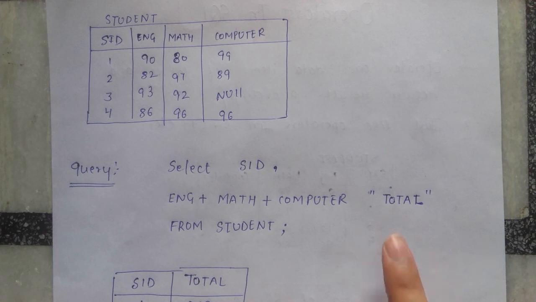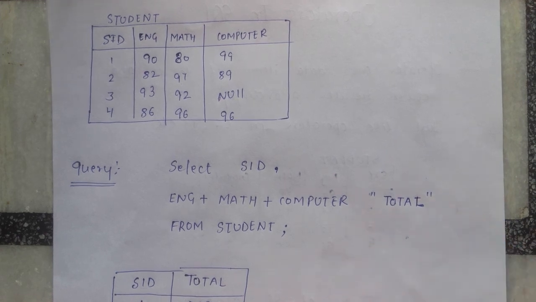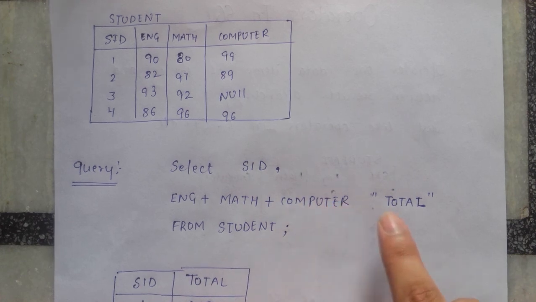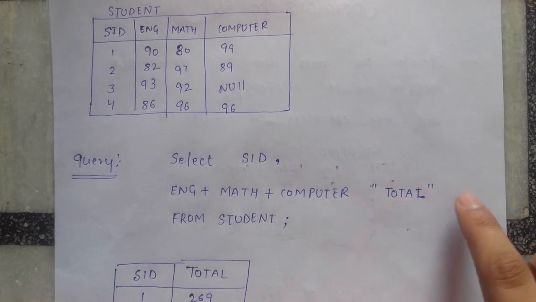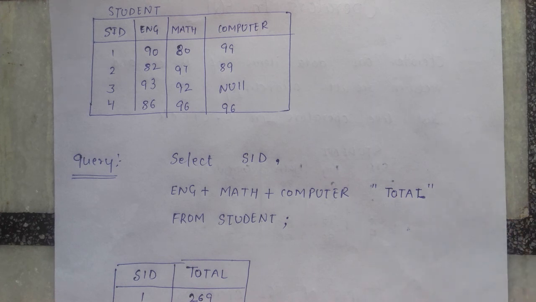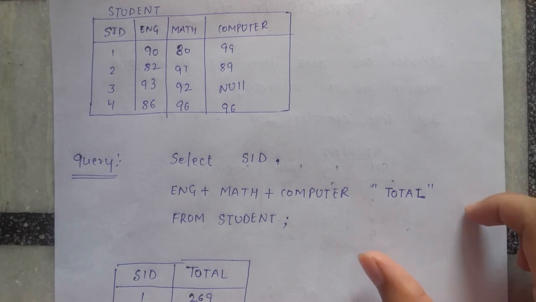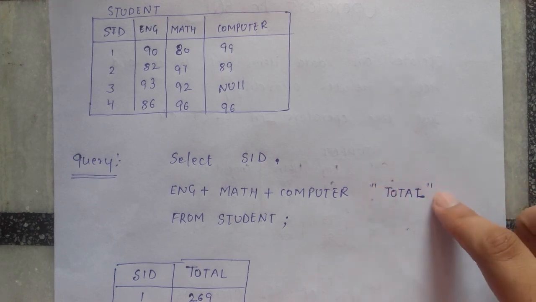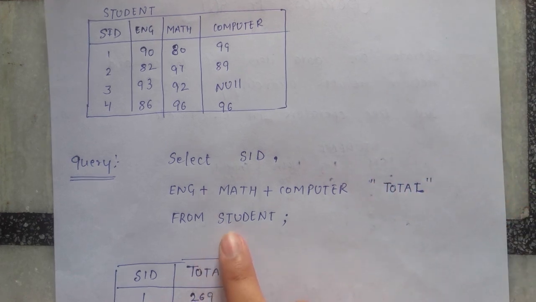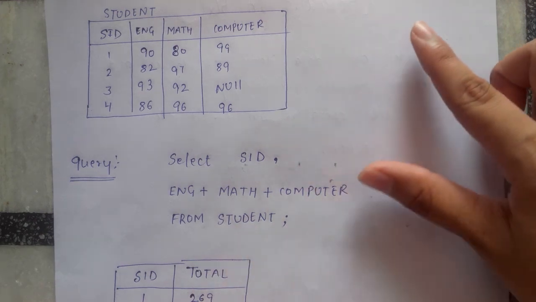This is used if we want to rename the resulting column. The column that will consist of the total of all the marks, we can name like this in double quotation marks, or we can use AS. We can also give this name in double quotation marks, from student. Student is the name of the table.